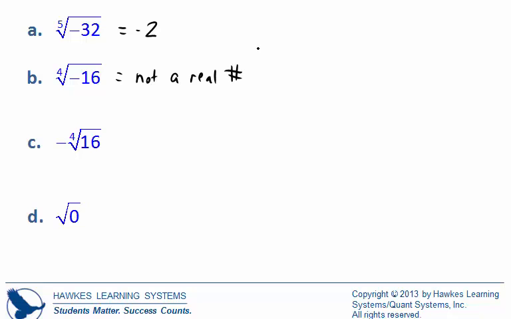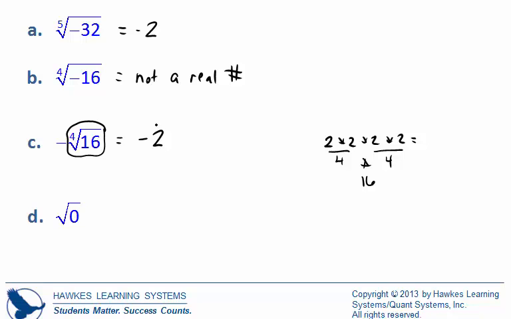For part C, we have a negative on the outside, and then we have the fourth root of 16. Well, we just showed that 2 is the fourth root of 16, because remember that 2 times 2 times 2 times 2: 2 times 2 is 4, 2 times 2 is 4, and 4 times 4 is 16. So I know that the fourth root of 16 is 2, and then we have a negative on the outside. And so the negative of the fourth root of 16 is negative 2.